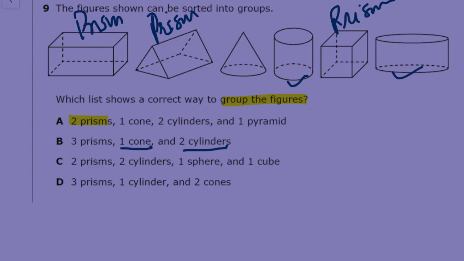We do not have a sphere in this picture, so it's out. We do not have cones in this picture, so it's out. Then we have one pyramid, and we do not have a pyramid in this picture, so it's out. So we have three prisms, one cone and one cylinder, so the answer is B.